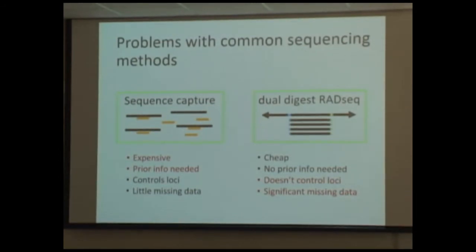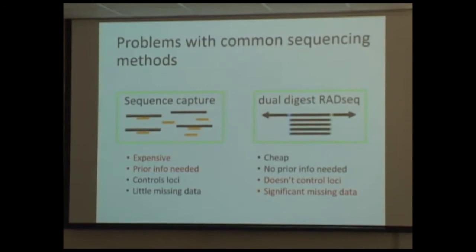However, sequence capture controls the loci, and there's little missing data, so you really get a good data set for all this effort that you put in. On the other hand, dual digest RADseq sequences DNA fragments that occur between two restriction enzyme cut sites. It's cheap to do on a lot of samples, and there's no prior genetic information needed, but it doesn't control loci, and there's a significant amount of missing data.